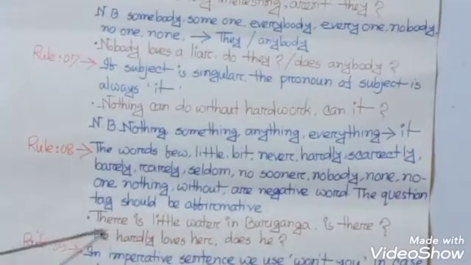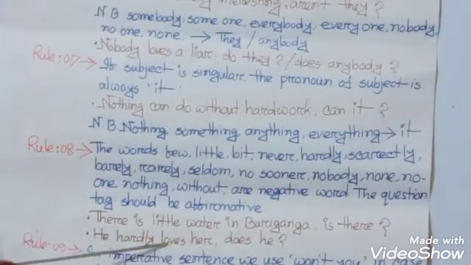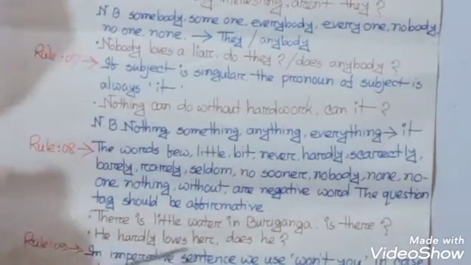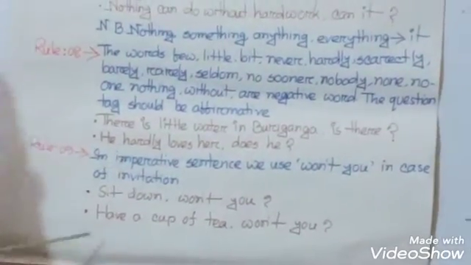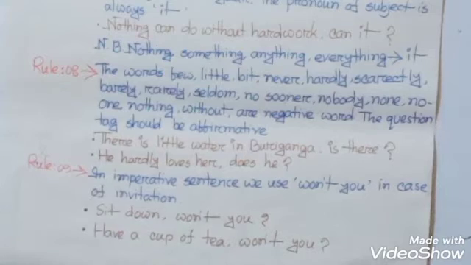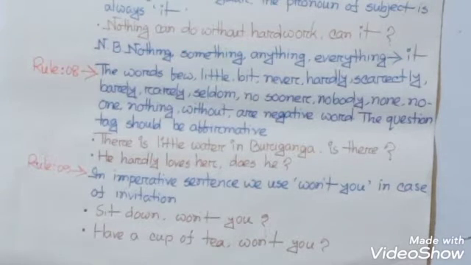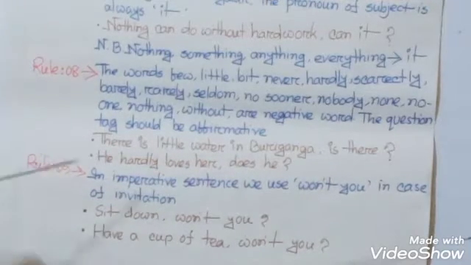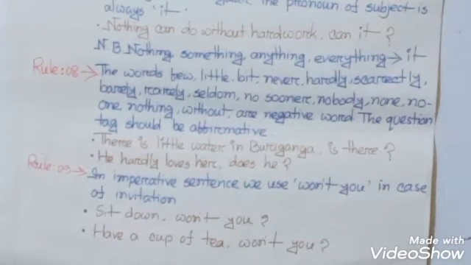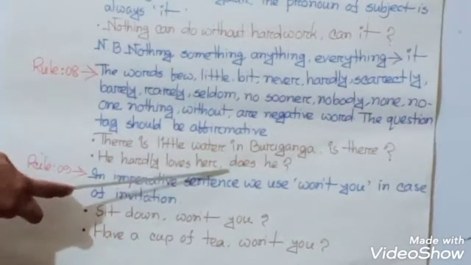Then the next one: he hardly loves her. Here we find the subject is in third person singular number. That's why we use does. And we also find hardly, the negative word, in it. That's why we don't use not. We only use the subject he. Does he?